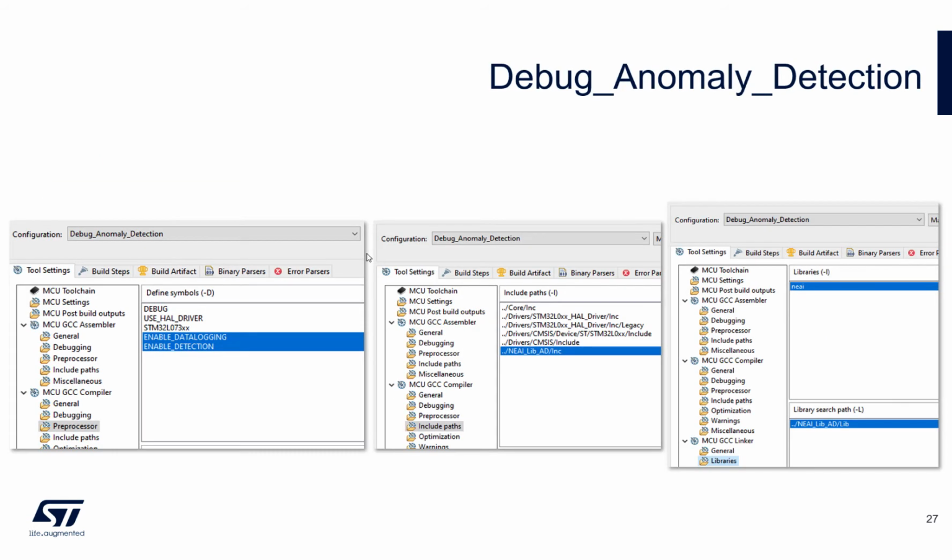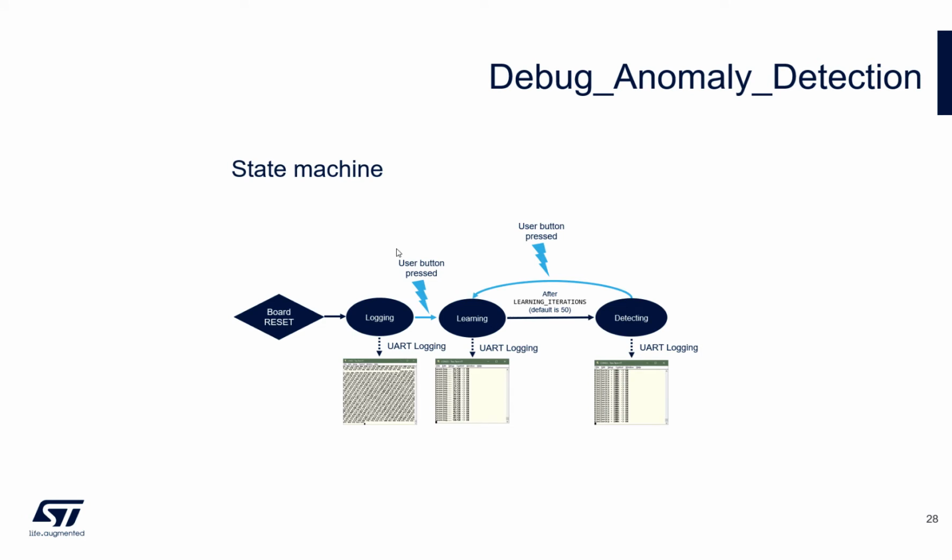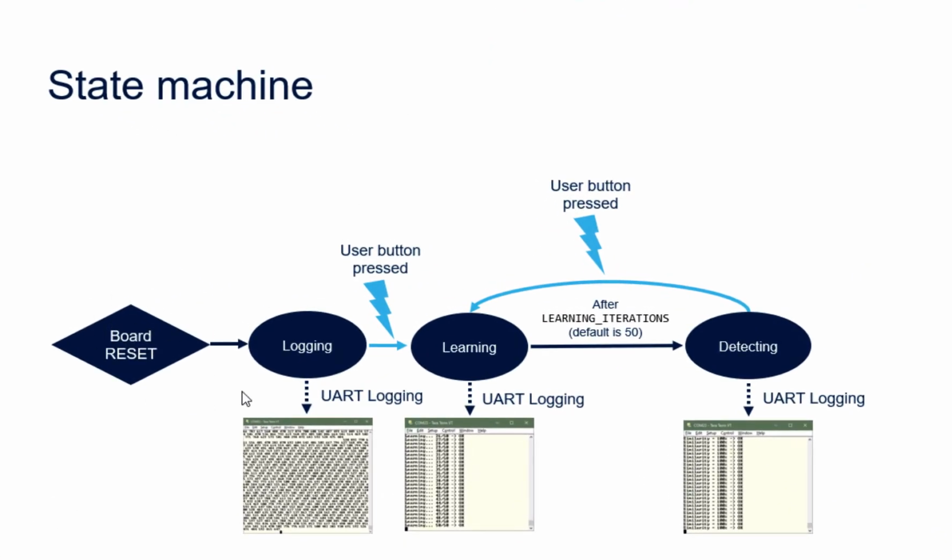For the anomaly detection, we have two specific compilation flags, a specific include path and a specific library path. And the state machine is: after board reset, again, we go to data logging. When the user button is pressed, the learning phase is launched for default 50 iterations. And after this learning phase, so it's still logging some information on the USART, the detection phase is started. And the press of a button goes back to the learning phase. The only way to go back to the data logging is to power off the board and power on again.